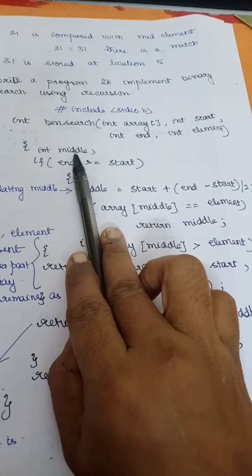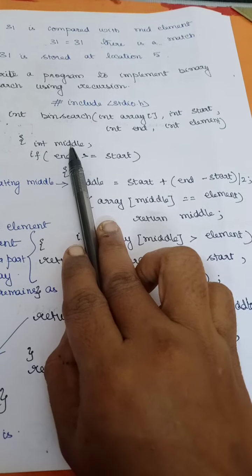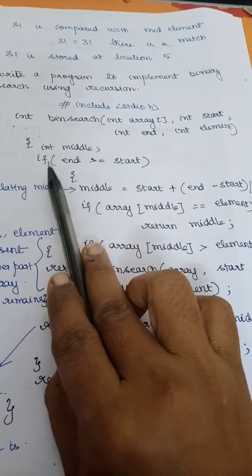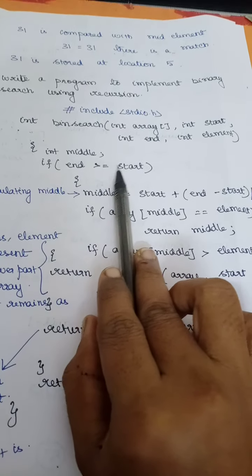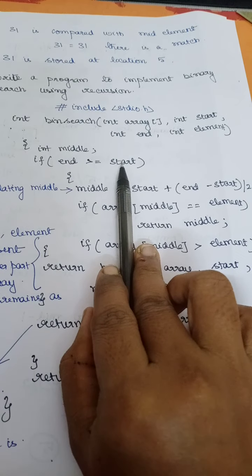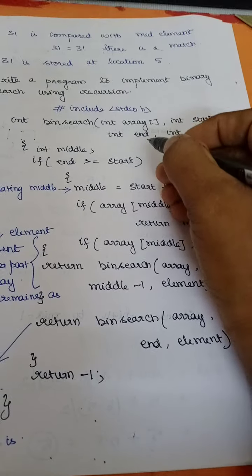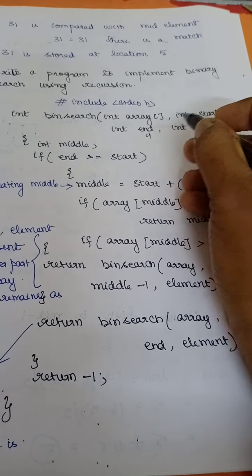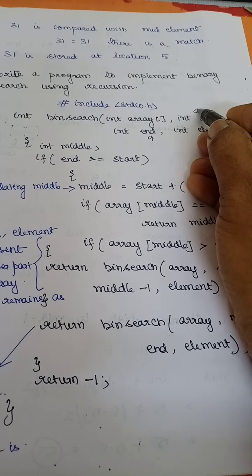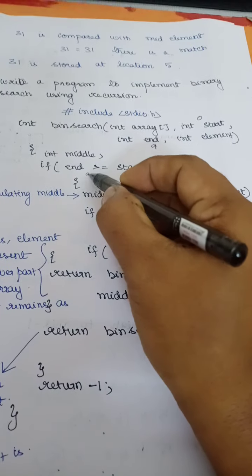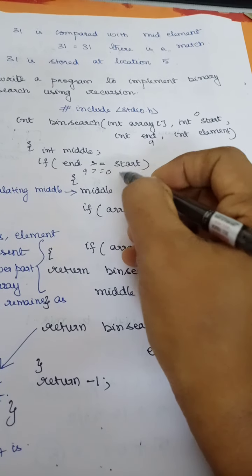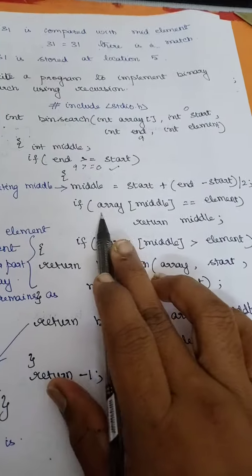Now here I am declaring one more local variable, int middle, because I need to calculate middle, then only I can proceed. So now if end is greater than or equal to start. What is my end? First time it is going to be 9. First time the start is going to be 0. So 9 is greater than or equal to 0, condition true. So I will come here.